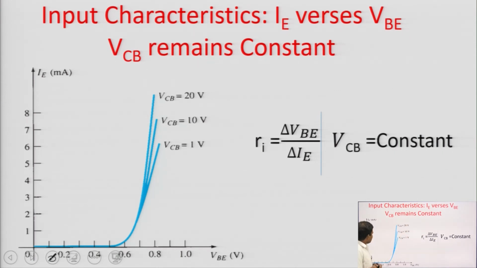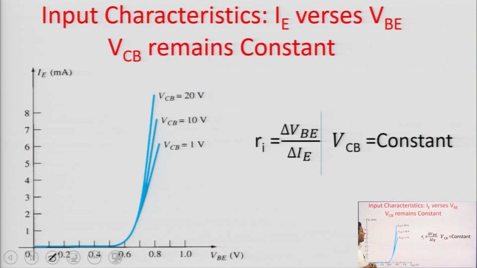Now, the graph of the VCB having 1 volt has the least slope. On the other hand, if we are increasing the VCB values, then the slope of the graph also increases. Why is it like that?